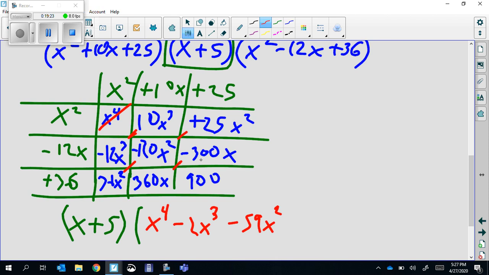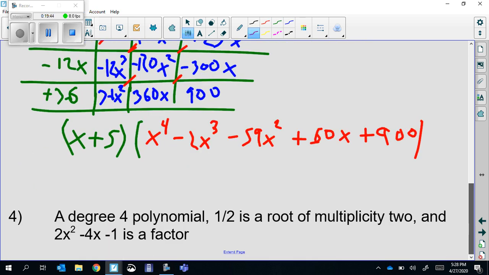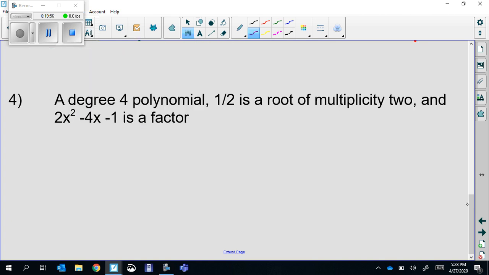We've got negative 300, positive 360. That's positive 60. And then 900. And one more step of multiplying here, we have to distribute the x and the 5 and then combine those like terms. So it's going to take just a little bit more to finish this off.